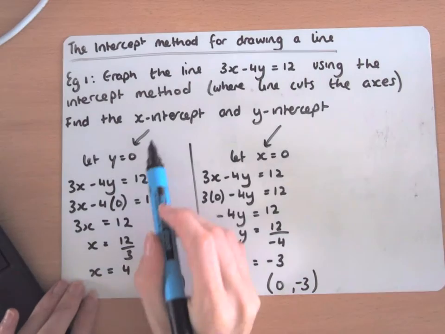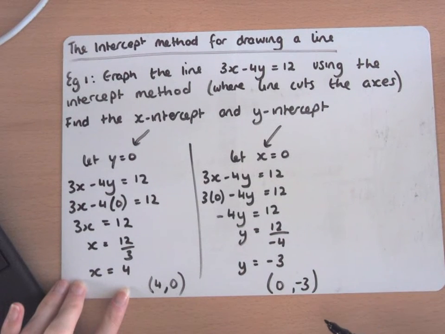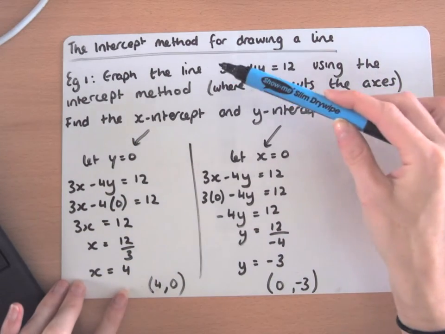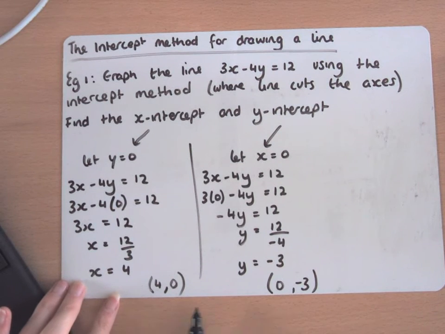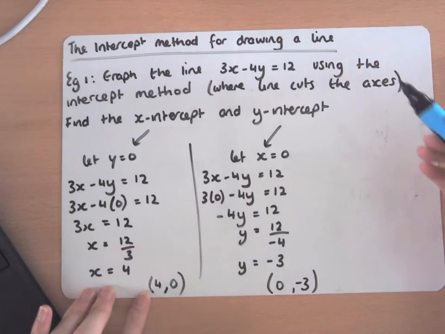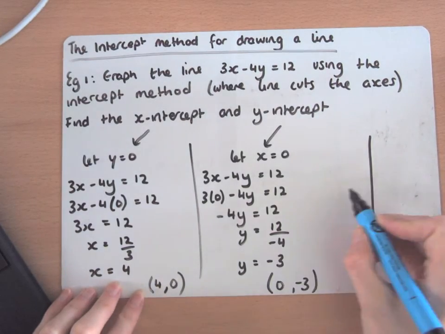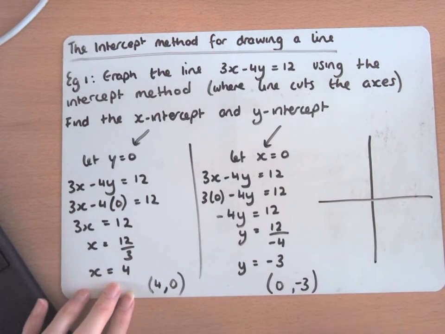So your x-intercept is something, 0. Your y-intercept is 0, something. Now they want us to graph the line. So all I need to do now is put those two things on a graph and draw a line between them. So 4, 0 and 0, minus 3.